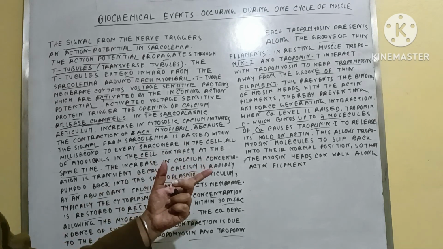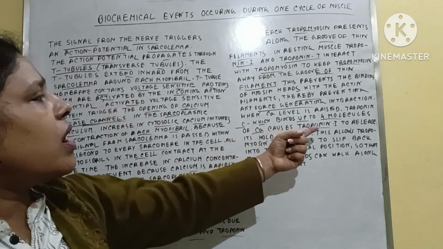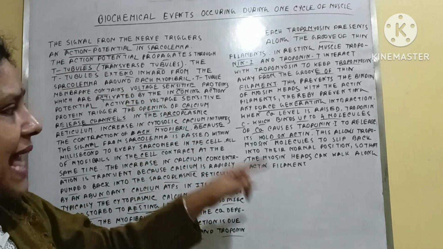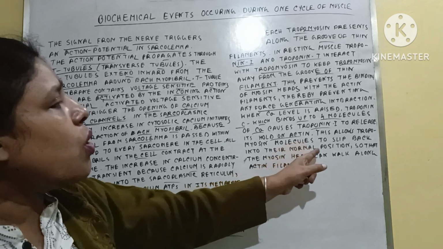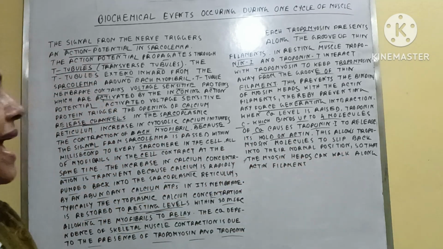Again I repeat, when the calcium level is rising, then troponin I releases its hold on actin, and that allows the tropomyosin molecules to slip back into their normal position so that the myosin heads can walk along the actin filament. So if the calcium level is not increased, the interaction of myosin and actin filaments is not possible. Clear? So these are the biochemical events occurring during one cycle of the muscle.